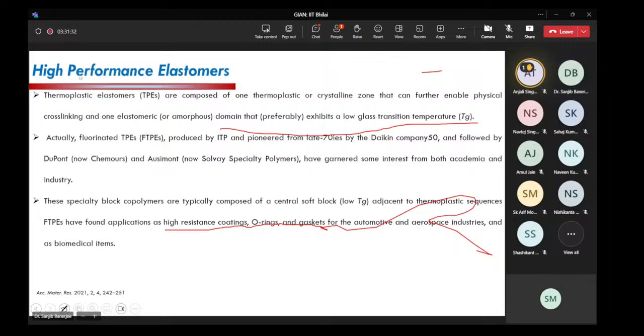Is it clear? Yes, yes, sir. Okay, so I don't see any other query, so I'll move ahead.